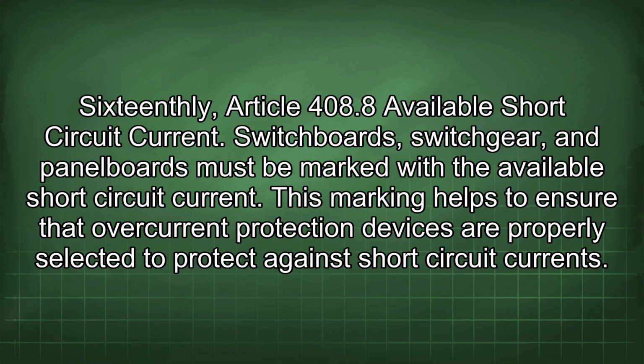Sixteenth, Article 408.8 Available short-circuit current. Switchboards, switchgear, and panelboards must be marked with the available short-circuit current. This marking helps to ensure that overcurrent protection devices are properly selected to protect against short-circuit currents.